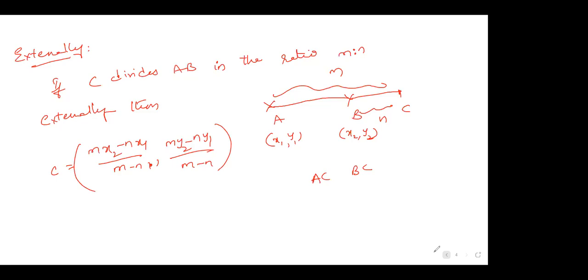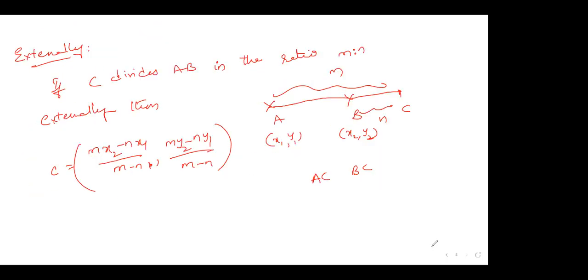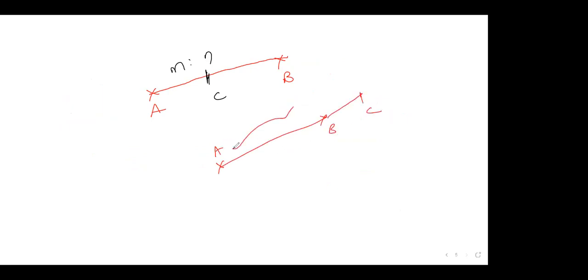Try to understand what is meant by internally and what is meant by externally. If capital A is this, capital B is this, and C is here in the ratio m is to n, we call it internal. This is capital A, this is capital B, and C is here, and this is m and n. Then it is m is to n externally, since C is outside.